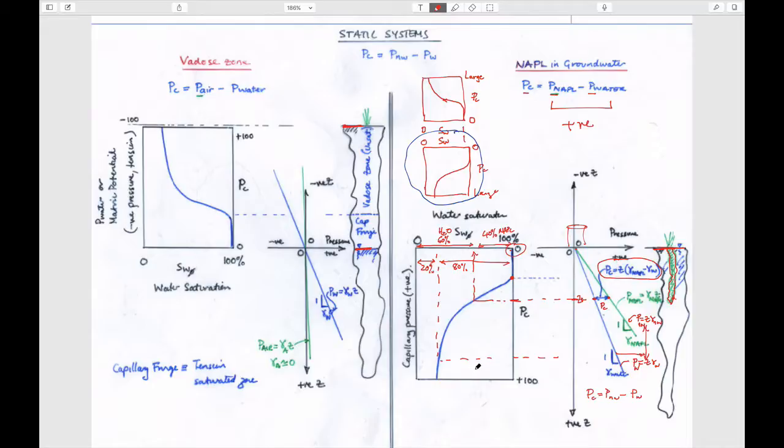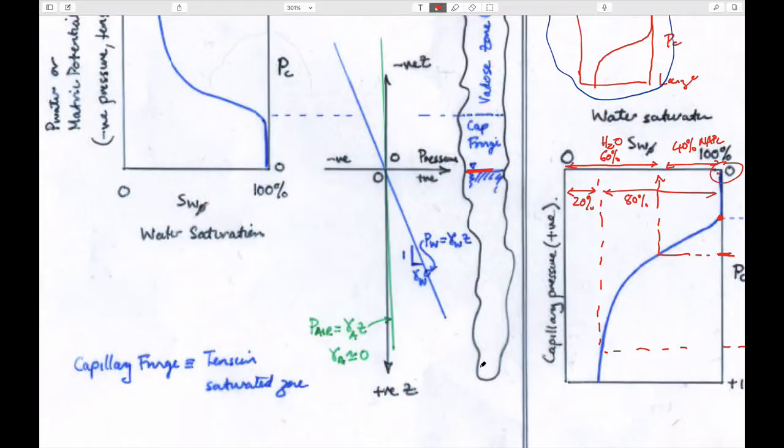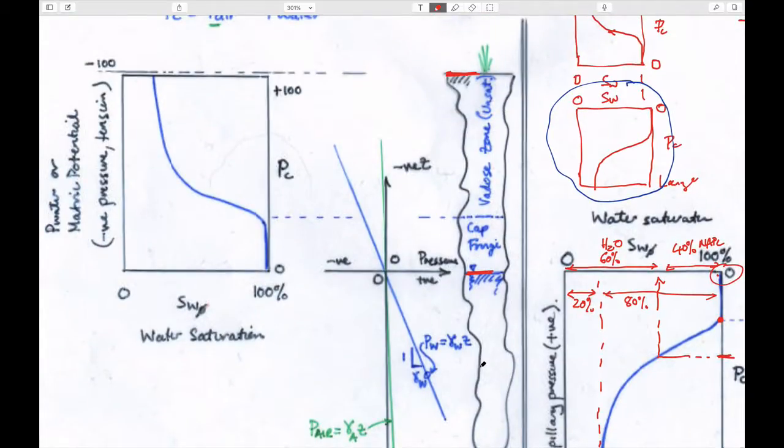But we can also look at the case above the water table. We can use exactly the same rationale above the water table. So I'm going to zoom in on the other side now and make the same case. This is the ground surface. This is the water table.